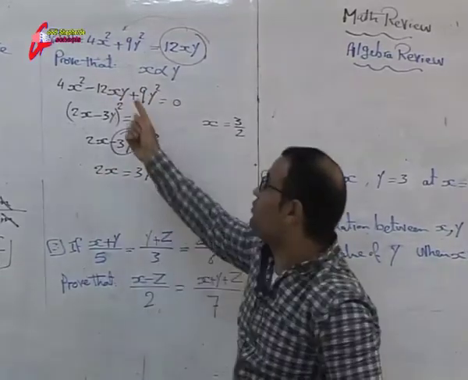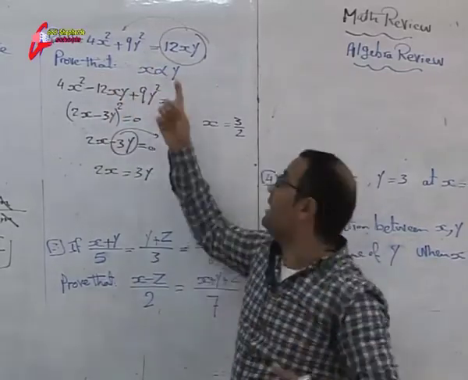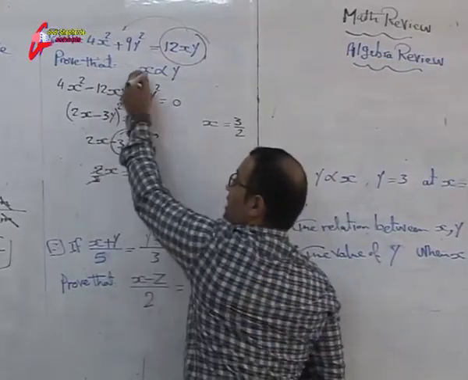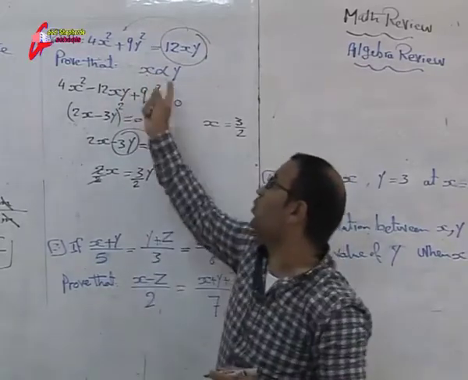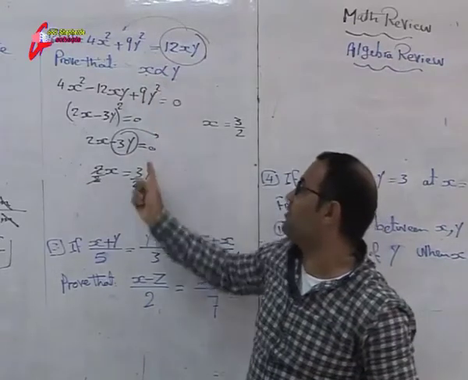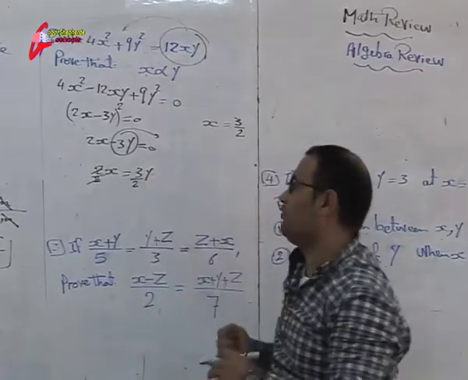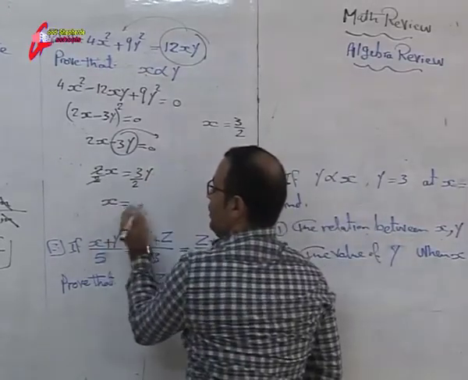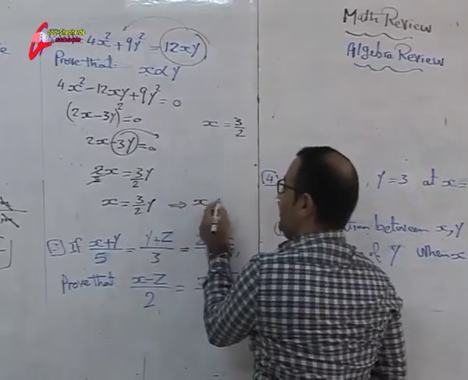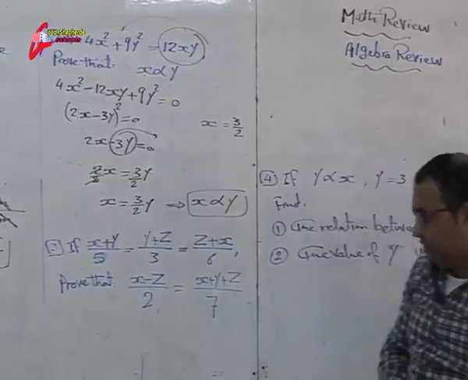So he wants you to prove that x changes or varies directly as y. So divide by the coefficient of x. He said x. If he said y, to prove that y varies directly as x, you must divide by 3. But he said x, so you must divide by the coefficient of x. So the answer will be x equals 3 over 2 y. It will be x varies directly as y. This is the required.